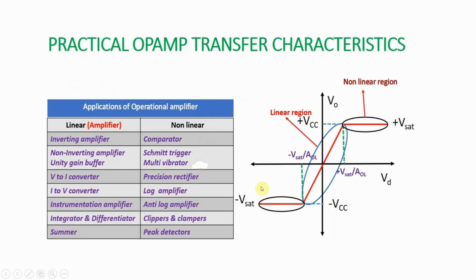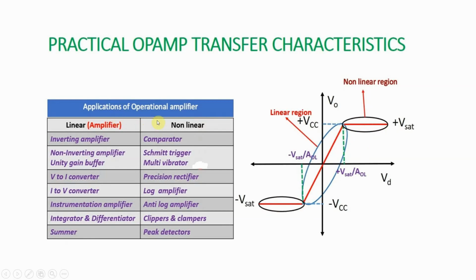Then this region is known as the linear region of the op-amp. From the practical characteristic, we can say this region is known as the linear region, right? In this region only the op-amp acts as an amplifier, and this is the non-linear region. In this region the output gets distorted, meaning in this region the op-amp cannot act as an amplifier.